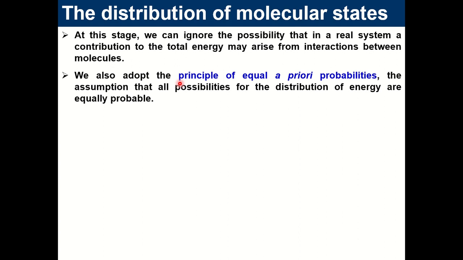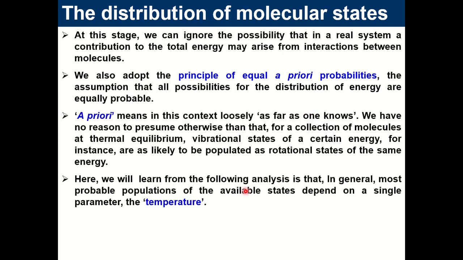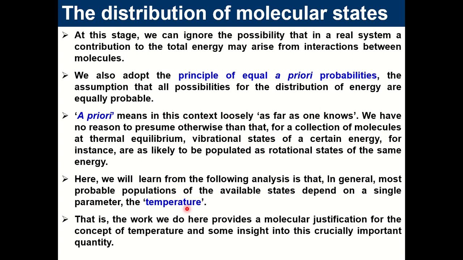We will also employ a principle of equal a priori probabilities, which means that all possible ways of distribution of energy are equally probable. And we are going to learn in the coming discussion that the most probable population for any given energy level will depend on a single parameter that is called temperature. So it is a temperature dependent distribution. Temperature is the key parameter that will determine the distribution of molecules within the different energy levels. Through this discussion we will also be able to provide a molecular justification for the concept of temperature.